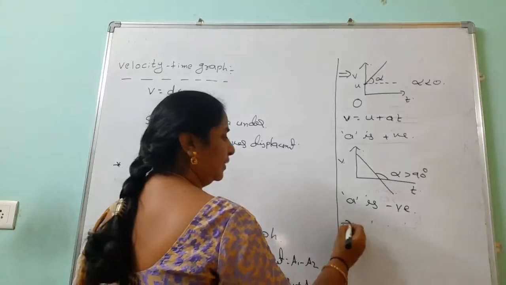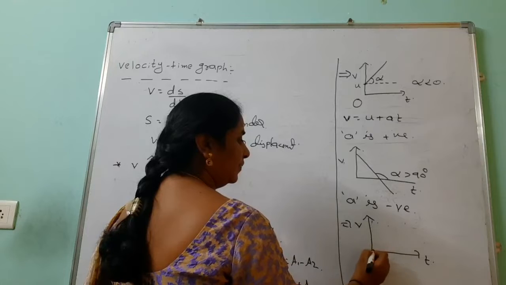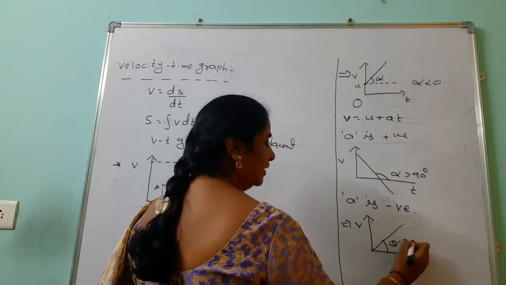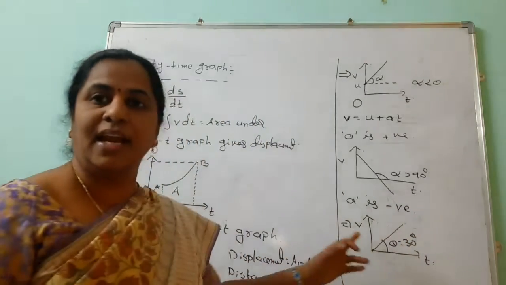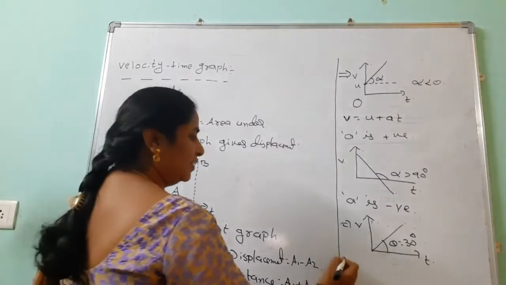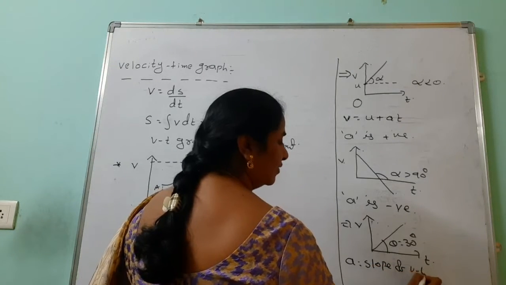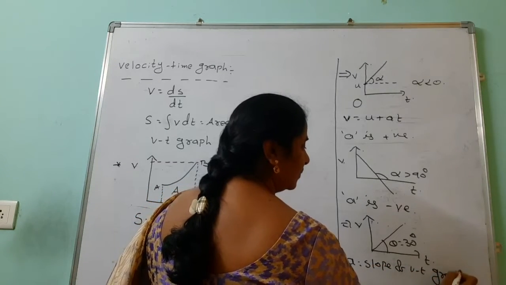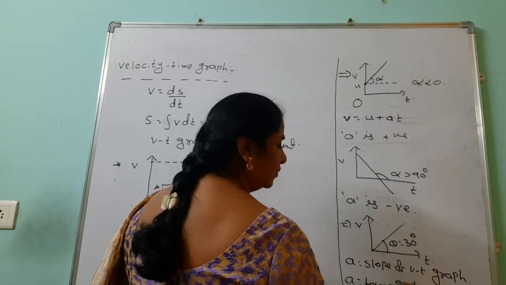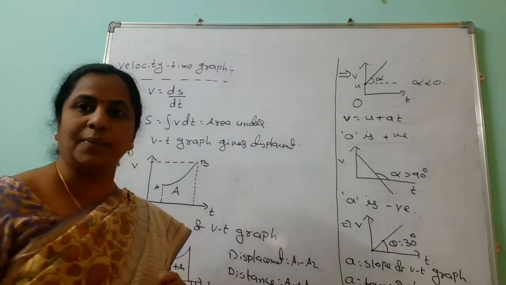And one more graph, look here. This is the time and this is the velocity, and the angle is theta equals 30 degrees. We don't know the velocity and we don't know the time, even though we can find the acceleration, because a equals the slope of the VT graph. So a equals tan 30, which is 1 by root 3 meter per second square.